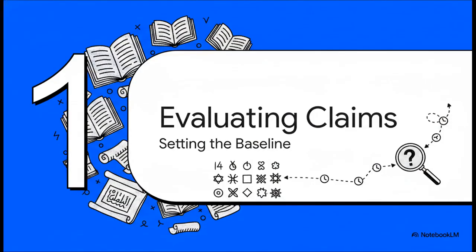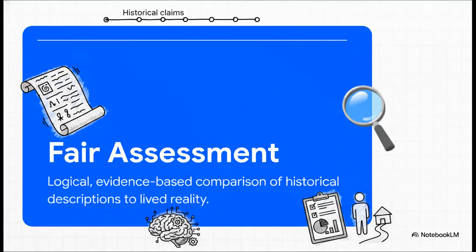All right, let's kick things off with our first section, setting the baseline for evaluating these historical claims. We're starting with a raw dataset of 14 specific criteria, and these are derived from classical Islamic texts, specifically collections like Sunan Abi Dawud and Sunan Ibn Majah.